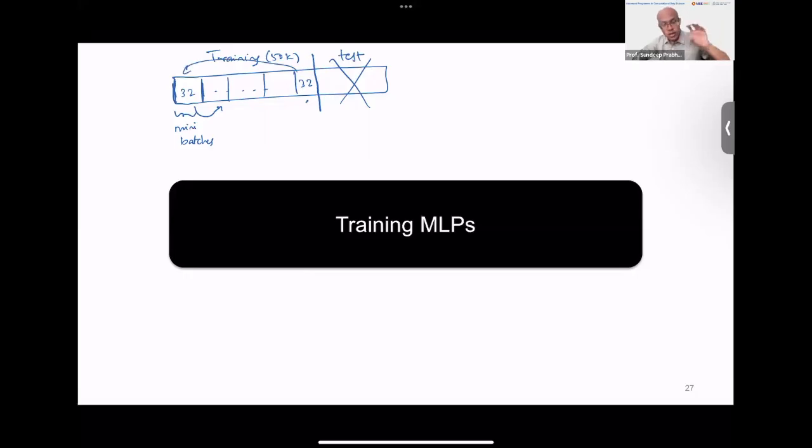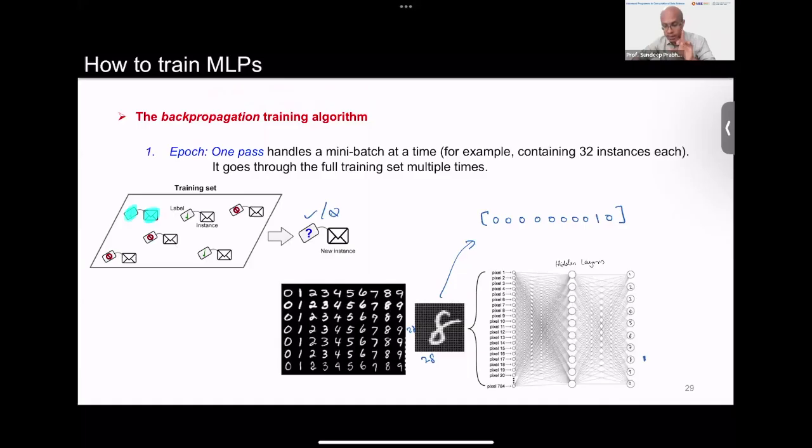So one pass through the training data, visiting one mini batch at a time, is called an epoch. So one pass handles a mini batch at a time, and you cycle through the training data one mini batch at a time. So that is your epoch.